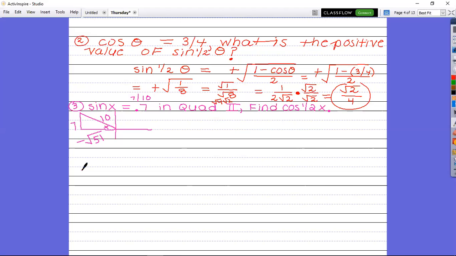Next, I need to determine which formula to use. Do I use the plus or do I use the minus? So what you want to think about is where are we at currently? So your x value is currently between 90 and 180. Half of that means I'm between 45 and 90. So what quadrant does that put me in instead? Quadrant 1.